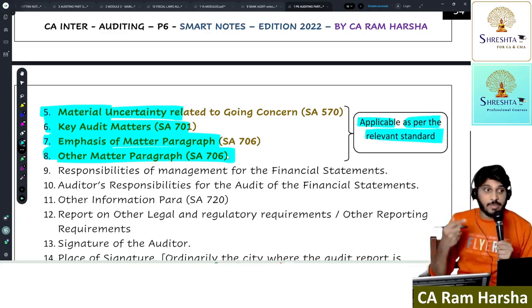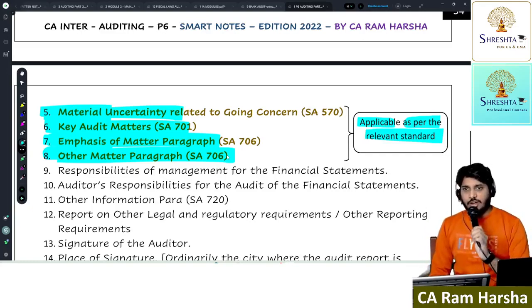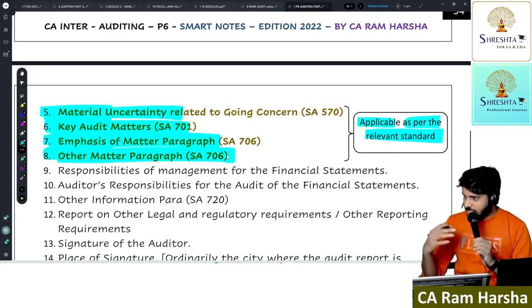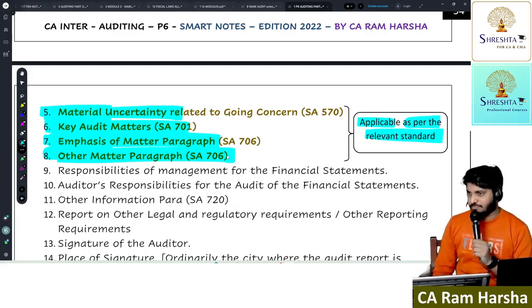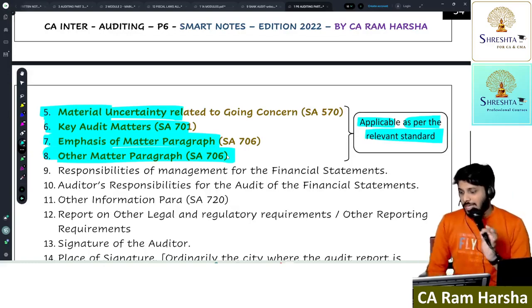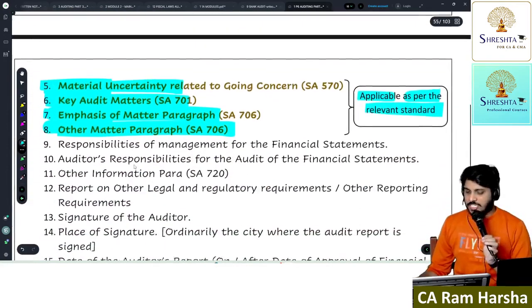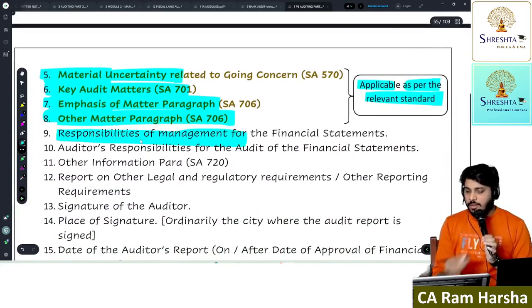If I want to give a material uncertainty para, then it will come. If I want to talk about a key audit matter, then it will come. Emphasis of matter or other matter, if I want to talk about it, then it will come. Are you getting the point? If I don't have to discuss any of these, then after the previous para, basis for opinion, straight away the next para will come.